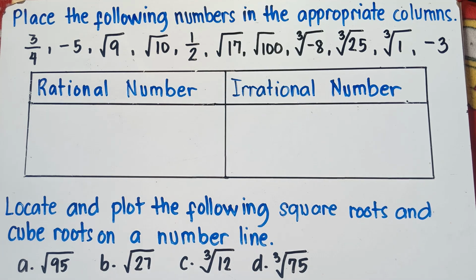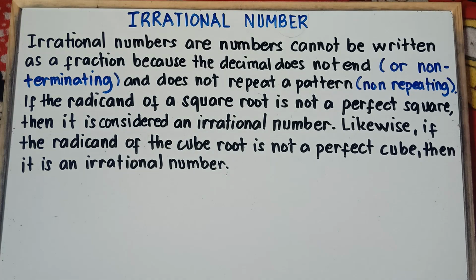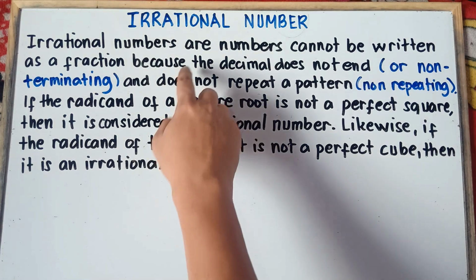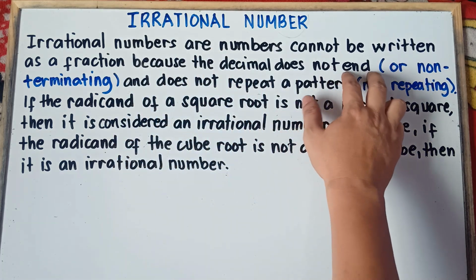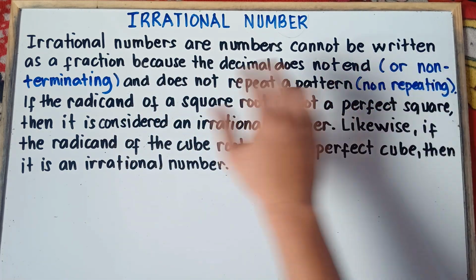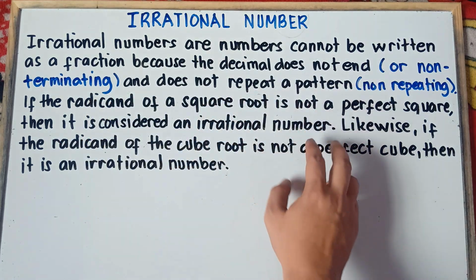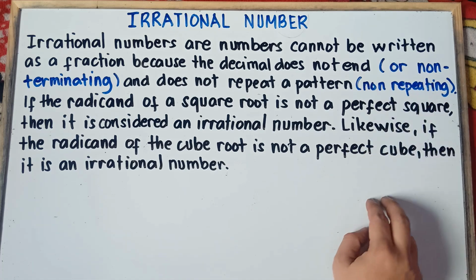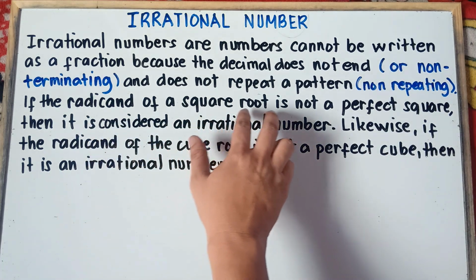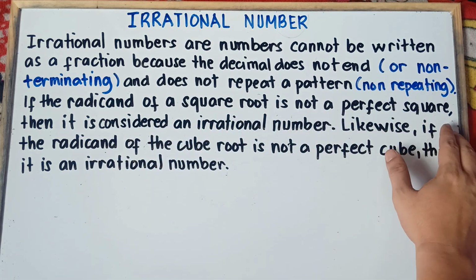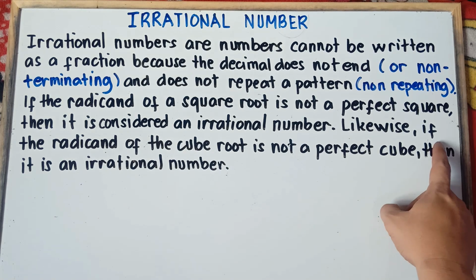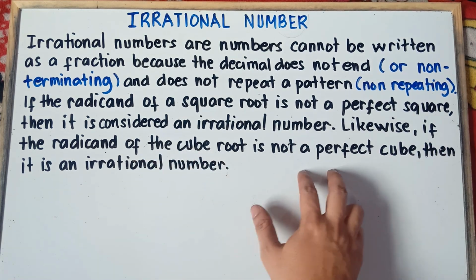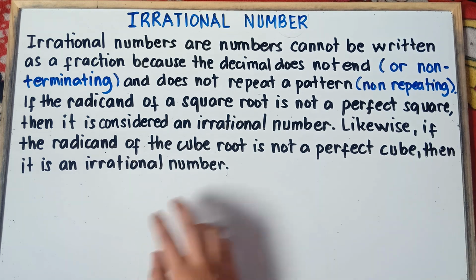Before we answer this one, we need to understand more about irrational numbers. Irrational numbers are numbers that cannot be written as a fraction because the decimal does not end, which we call non-terminating, and does not repeat a pattern, which we call non-repeating. If the radicand of a square root is not a perfect square, then it is considered an irrational number. Likewise, if the radicand of a cube root is not a perfect cube, then it is an irrational number.